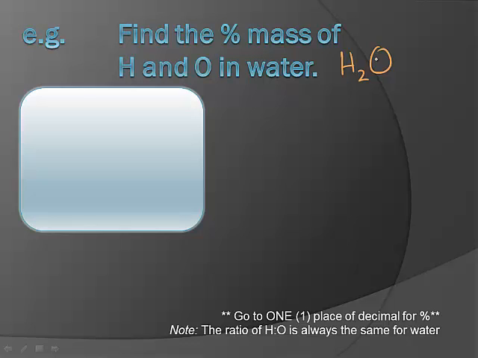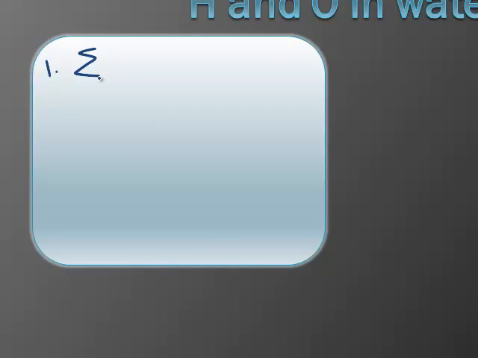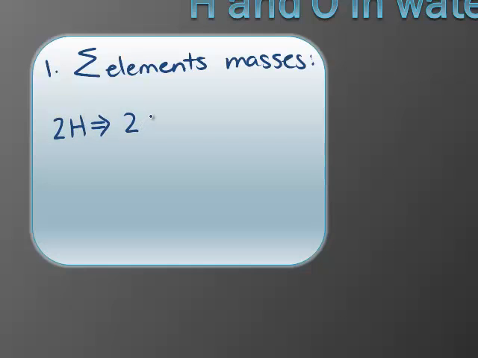So the first step that we have to do, and I'm just going to change ink colors here, is to calculate the sum. That's what that fancy symbol means. The sum of the elements' masses. And I'm going to lay this out in a particular format so that it makes the later steps easier. So we know that there's 2 hydrogens. So that means I have to take 2 times the mass of hydrogen, which is 1.01, and multiply it together to get 2.02. The units there would be grams per mole.